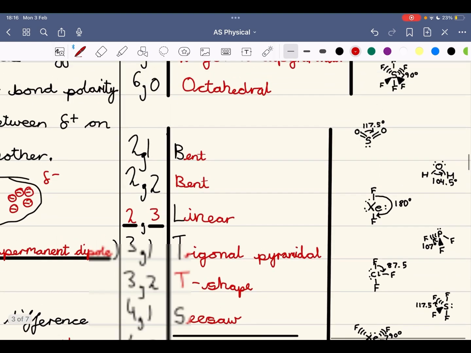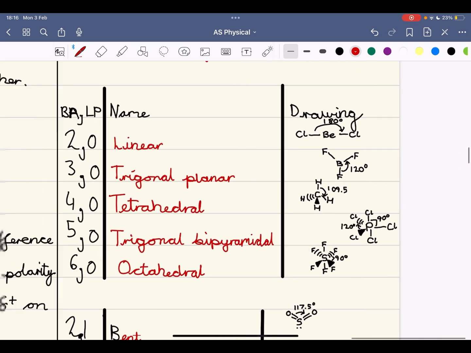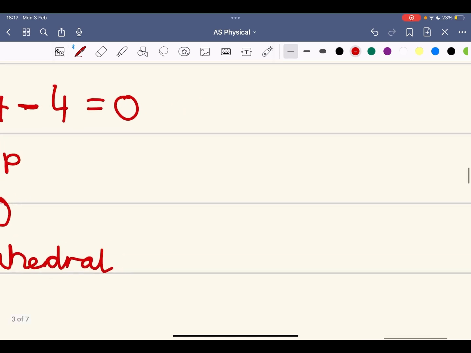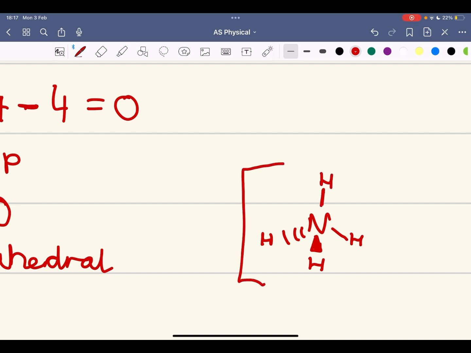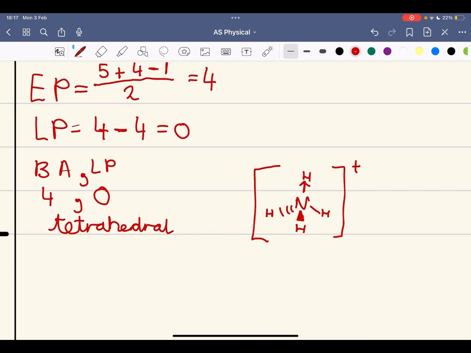So now if we compare that to what we have here, 4, 0 is tetrahedral, and that's what a tetrahedral looks like. So tetrahedral, and we have N, H, H, H, and one last H, and then to draw the positive charge like that, okay? And then if you want, you can also just draw the arrow if you want to show the coordinate bond.